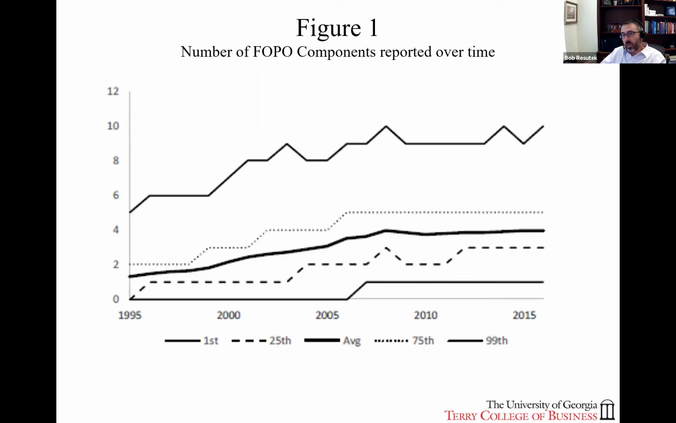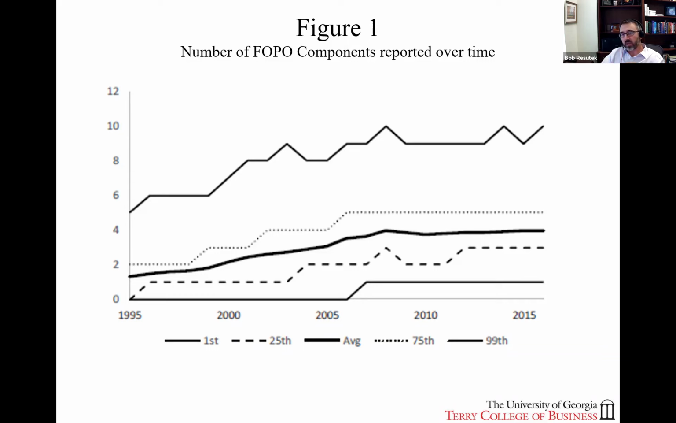All right, so what do we find? Descriptively, this is maybe one of my favorite figures in the paper. This is the number of FOPO components reported over time. FOPOs have existed in CompuStat since the 70s. Our data set obviously goes back to 1995.